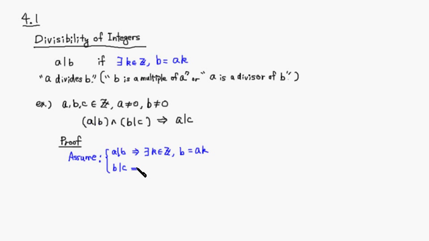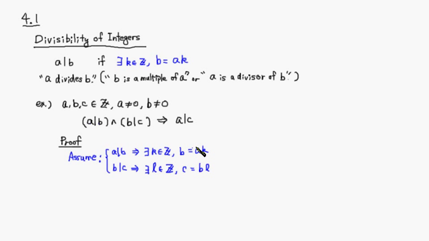Then B divides C means that there exists, we cannot use the same letter, it could be a different integer, so I'm going to use L, which is an integer, such that C can be written as B times L.